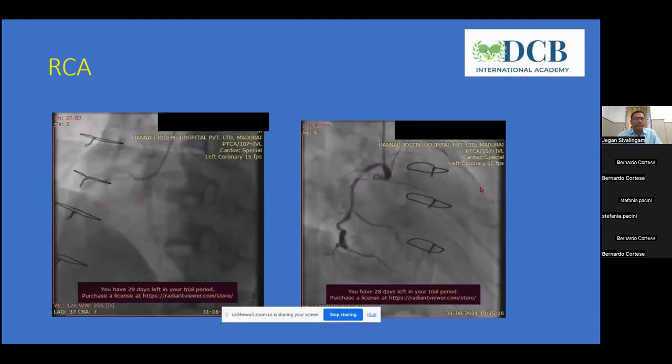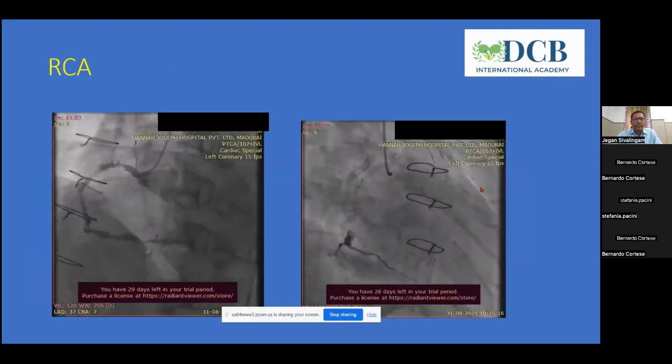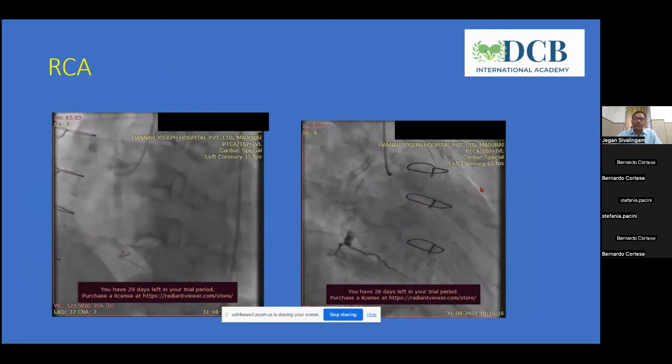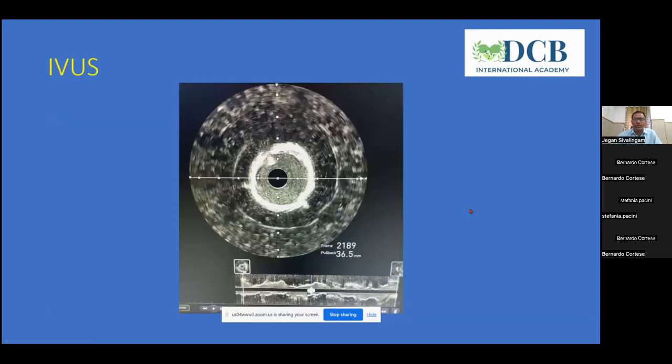Here we can see the RCA is heavily calcified. The whole vessel is calcified. So even before the contrast fills, we can see the tram track appearance, that is, both ends of the vessel are visible. So it's a heavily calcific vessel. This was actually attempted elsewhere and they couldn't pass a balloon. It was a balloon uncrossable lesion.